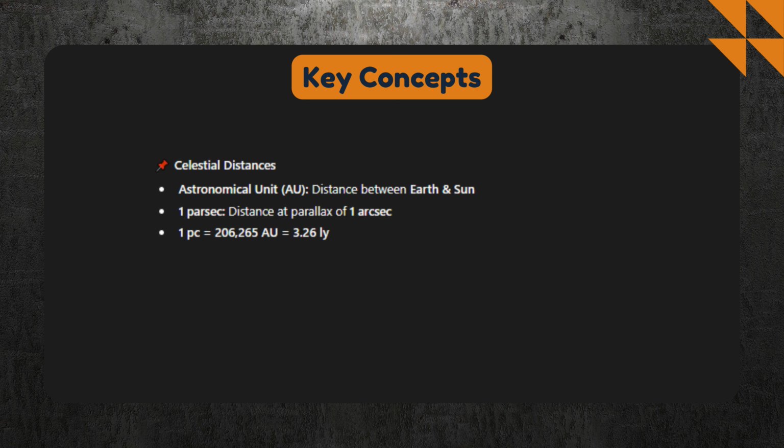Finally, some important celestial distance units. 1 astronomical unit, or AU, is the average distance between Earth and the Sun, and 1 parsec is equivalent to about 3.26 light years. With these basics in mind, we are ready to solve the questions.